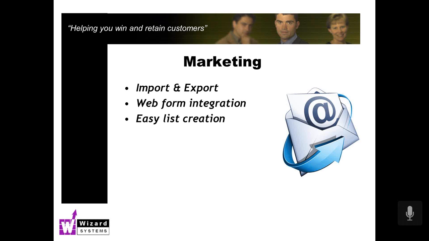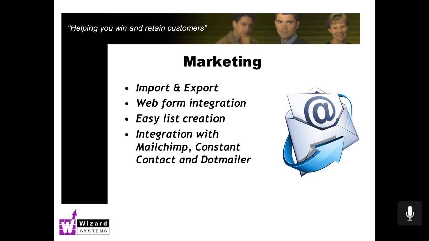Now with Workbooks, before doing any marketing campaign, you've got an easy way of creating a list. So creating a group of people that have some common criteria, similar job title, product interest, or product ownership, or something like that. We integrate with 3 very popular email marketing systems. MailChimp is the most popular one.